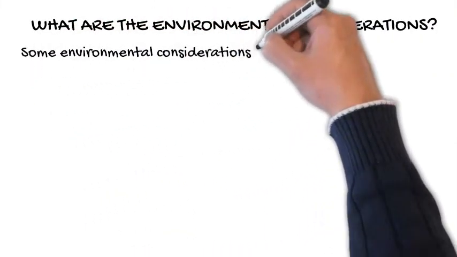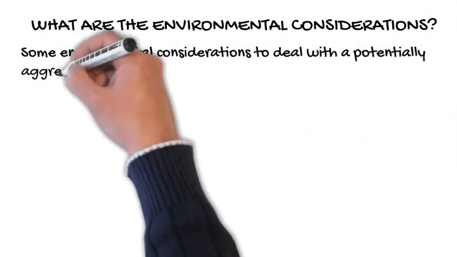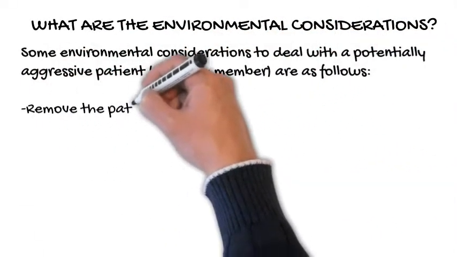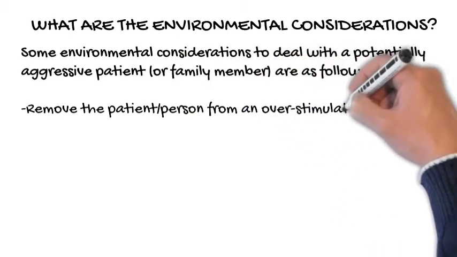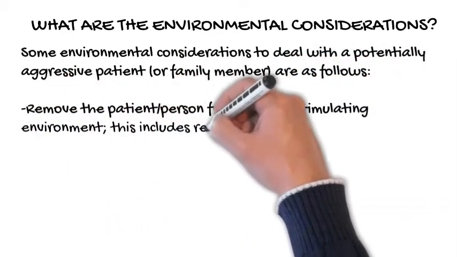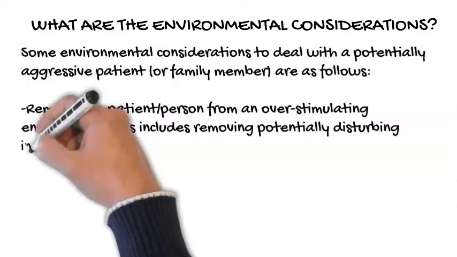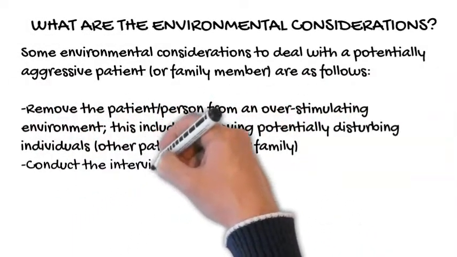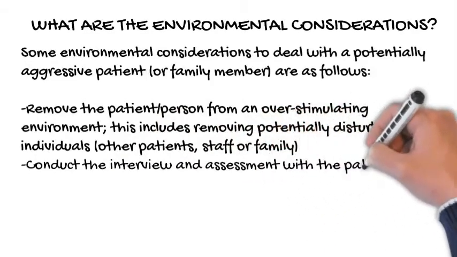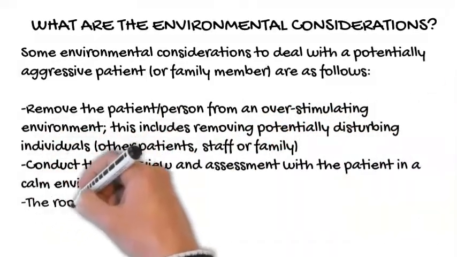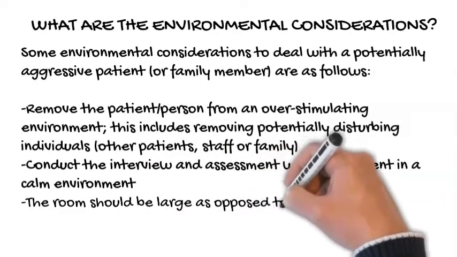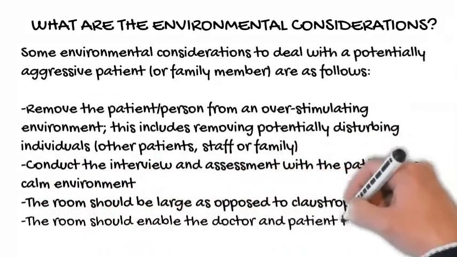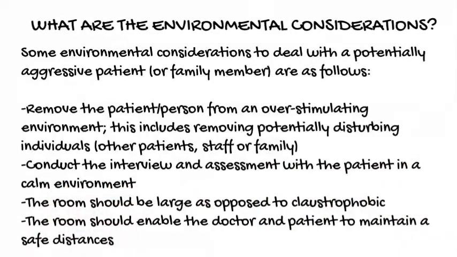Some environmental considerations to deal with a potentially aggressive patient, or family member, are as follows. Remove the person from an overstimulating environment. This includes removing potentially disturbing individuals, other patients, staff or family. Conduct the interview and assessment with the patient in a calm environment. The room should be large as opposed to claustrophobic. The room should enable the doctor and patient to maintain a safe distance.